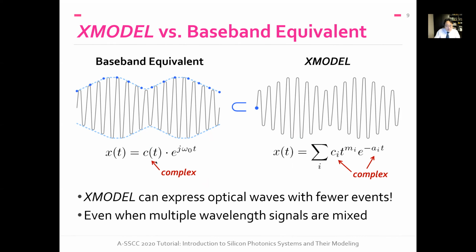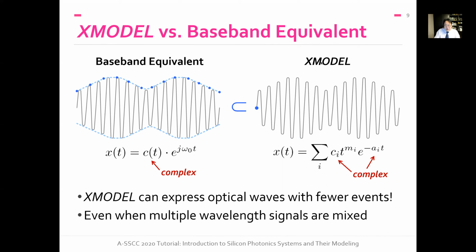And by doing so, you can dramatically reduce the number of events required to express the signal, because even though the signal itself may be extremely high frequency, if you take this carrier frequency component out, the remaining term, this C of t term, can vary at a much slower rate. That means that it will require far fewer events within the SystemVerilog simulation. Therefore, we can go faster.